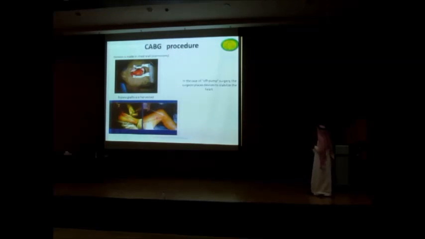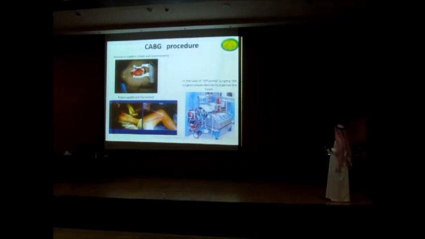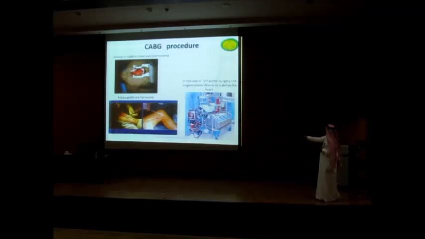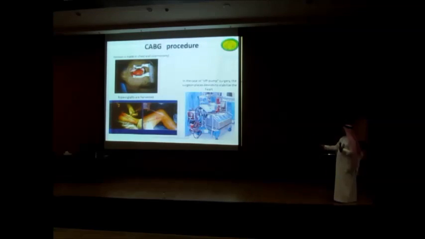So this is the way they do CABG. They open up the chest, they break the sternum, and we open the heart, and we take the grafts from the legs to open the blocked vessel. And this is the bypass machine. So the patient's blood goes from his body to this machine, gets oxygenated, and goes back to the patient. And we use tons of heparin.